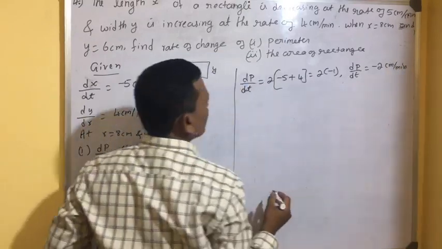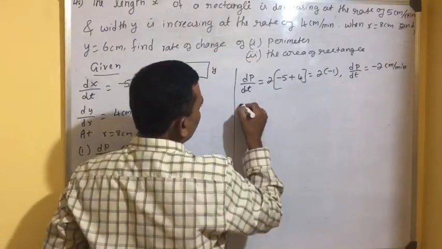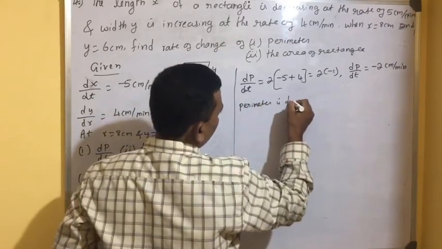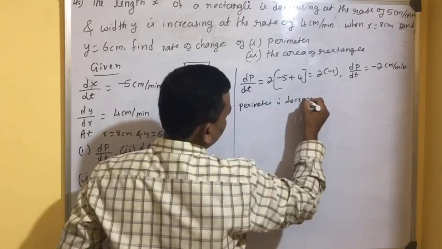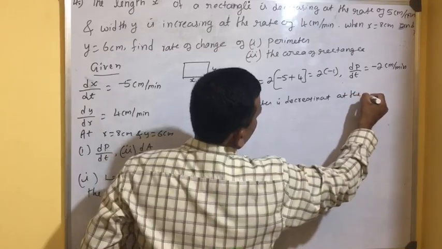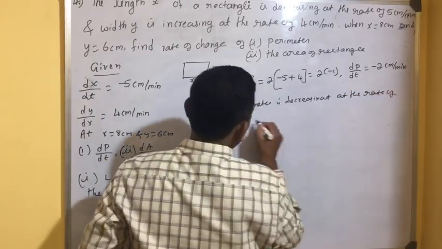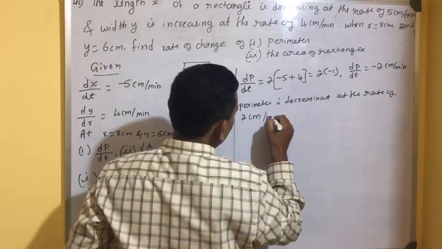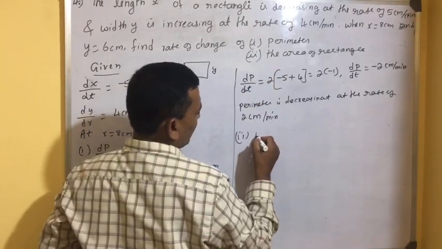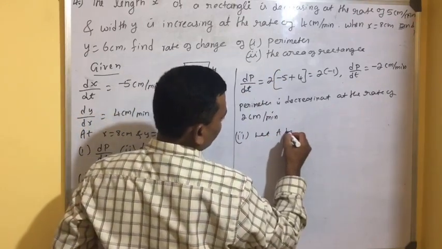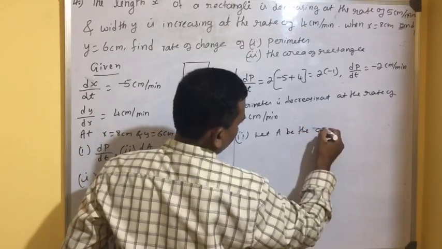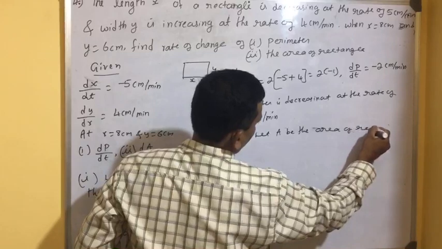So the rate of change of perimeter is, the perimeter is decreasing at the rate of 2 centimeters per minute. Now we will come to the second part, that is area. Okay, let A be the area of the rectangle.